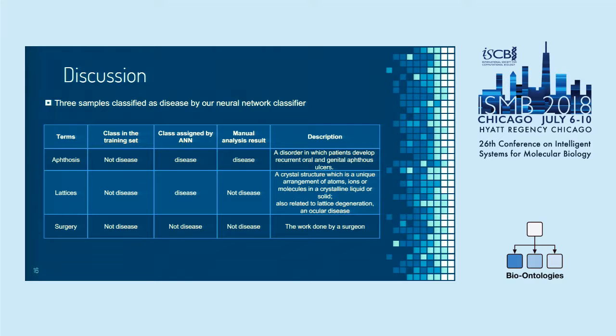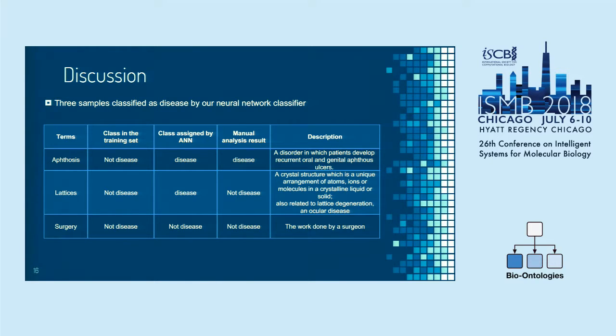So let's see an example of that. We have the term aphthosis. Aphthosis in our corpus is a regular word, it's not a disease, but our classifier classified it as a disease. And with a manual analysis, we discovered it could be a disease term that is currently not covered by the Disease Ontology. So that will help us extend the Disease Ontology.